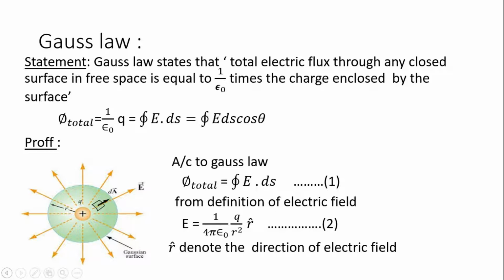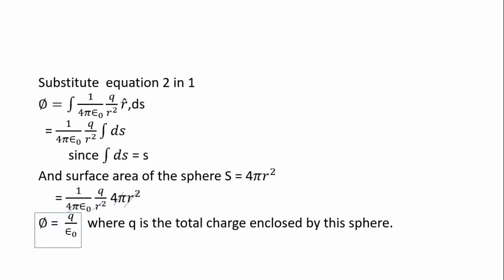Next, we are going to prove the Gauss law statement. We have to prove Q divided by epsilon naught. How does it come? Let us see. According to Gauss law, phi total is equal to the closed integral of E dot dS, right? Call this equation 1. Next, from the definition of an electric field, E is equal to 1 by 4 pi epsilon naught times Q divided by R square times R cap, where R cap denotes the direction of the electric field. It is in vector form, right? Call this equation number 2. Next, substitute equation 2 in 1, that is, substitute E in equation 1, right?